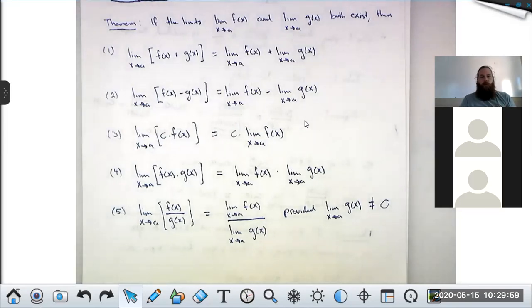So first step, make sure you know your unit circle. Make sure you know your unit circle cold. That's the very most important thing trig-wise for this class. Second thing, make sure you know the graphs, especially the graphs of sine, cosine, and tangent.